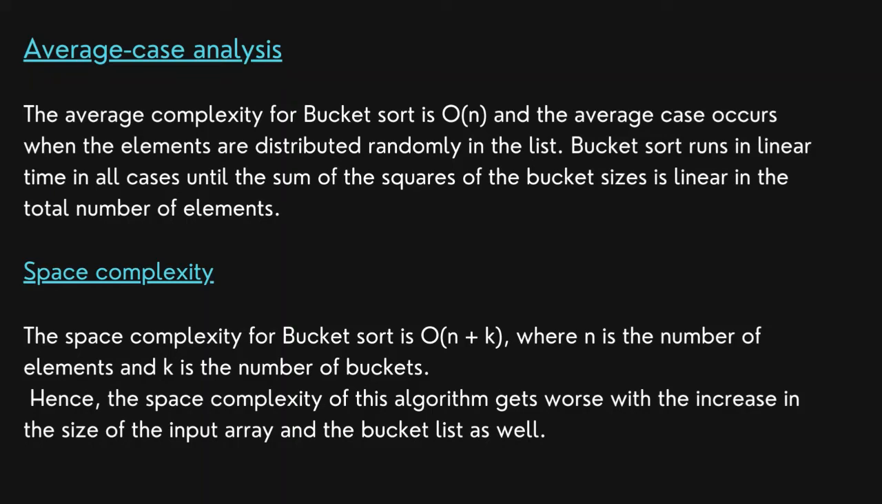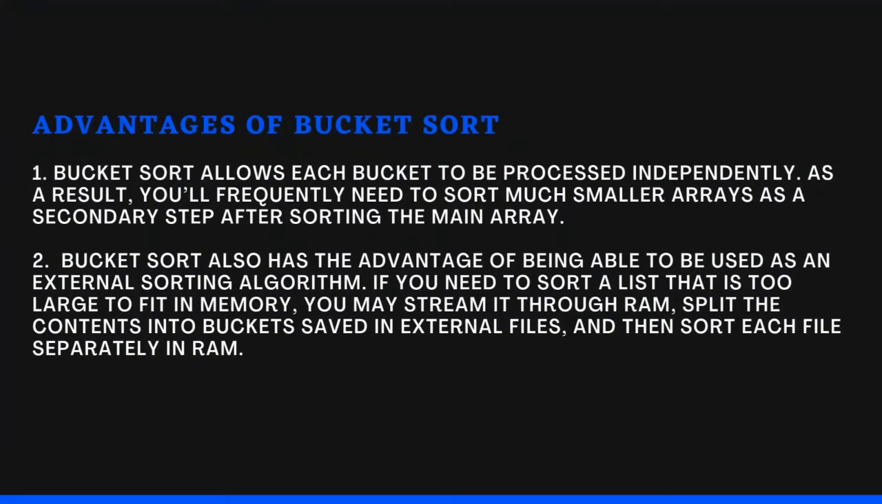Let's see the space complexity as well. The space complexity for bucket sort is O of n plus k, where n is the number of elements and k is the number of buckets. Hence, the space complexity of this algorithm gets worse with the increase of the size of the input array and the bucket list as well. In this way, time complexity analysis is done for bucket sort. Let's move to the next part.